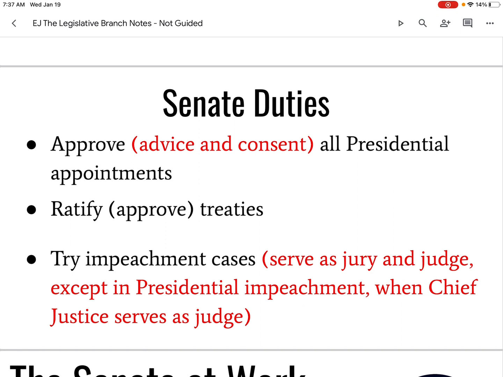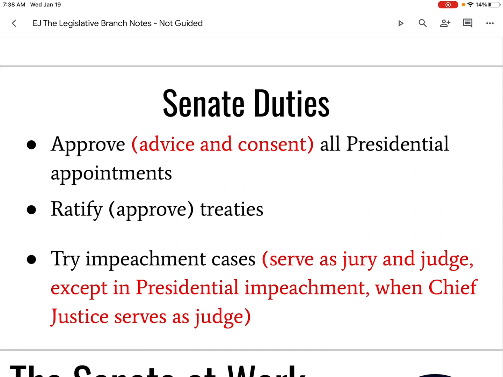They approve all presidential appointments. Okay, so the president gets to appoint certain people into their positions. The Senate gets to approve them. So they give advice and consent. That's what it's called, to those presidential appointments. The big one is Supreme Court justices. So if the president nominates a Supreme Court justice, okay, they don't want them to just be able to nominate all their friends. So you have to come through and get it approved by the Senate.